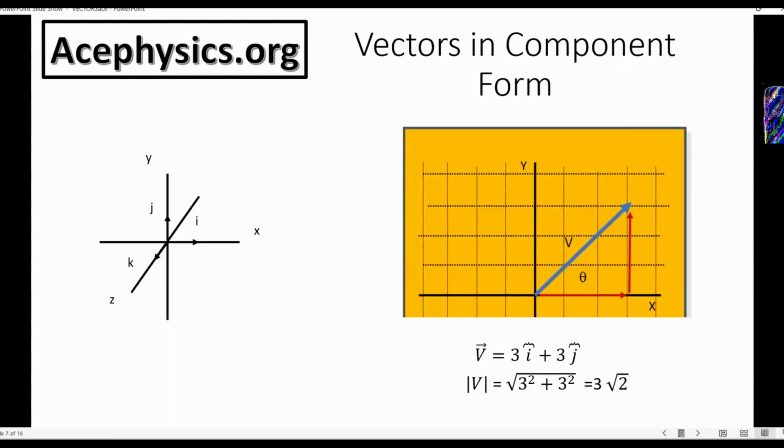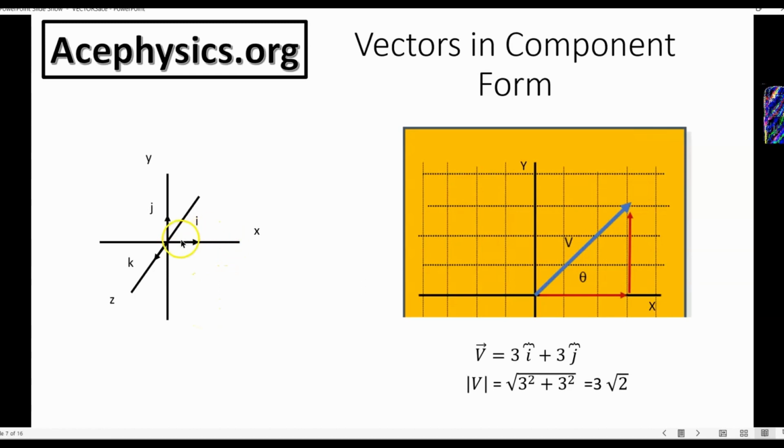In physics, vectors are written in component form more often than they're written in angle magnitude form. They're written in both. You need to know both, but component form is more common. So to write a vector in component form, first of all, there are unit vectors assigned with x, y, and z. So here's a 3D Cartesian coordinate system.